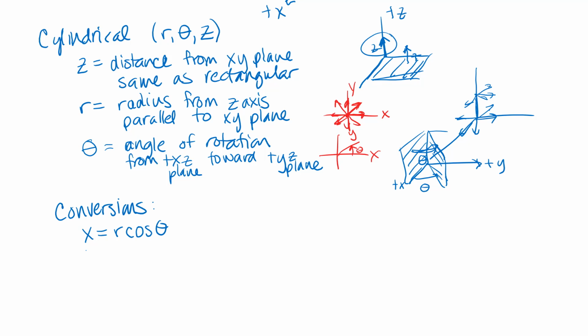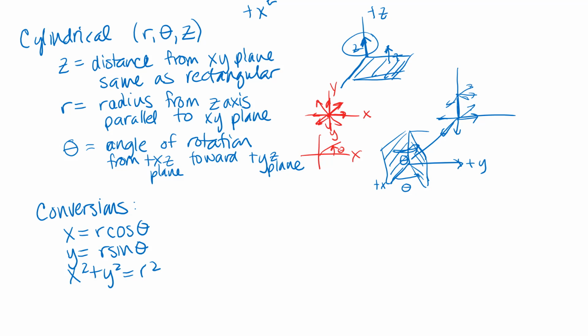So x is our r cosine theta, y is our r sine theta, and x squared plus y squared equals r squared. When we get to the point of doing integration in cylindrical coordinates, you're going to need to think about your differential. You know that when you do double integrals, your dA in polar coordinates has r dr d theta. So in triple integrals, the z is going to be ordinary, so you're going to have a dz for that part, but you're going to have this extra r that you get for polar coordinates as part of your differential for cylindrical coordinates.